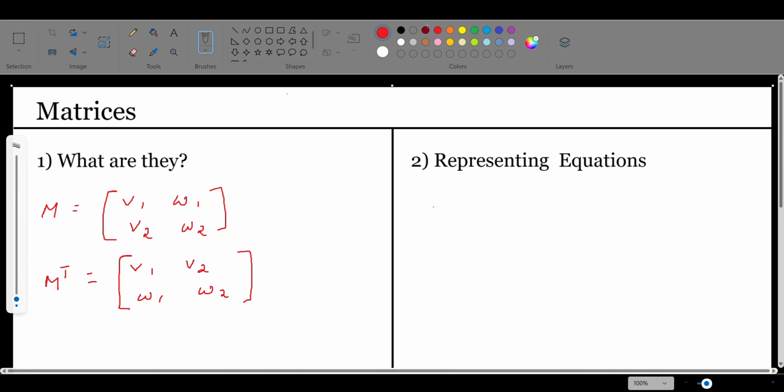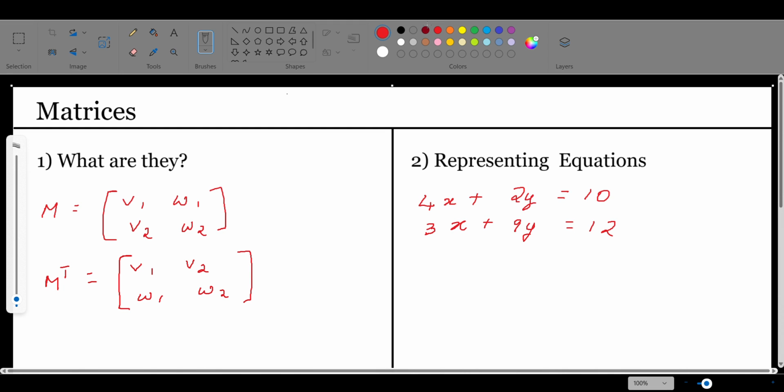Now, the reason why we are talking about matrices is because I mainly want to discuss how equations are represented using matrices. So for example, let's say you have these two equations. 4x plus 2y equals 10. And the other equation is 3x plus 9y equals 12.